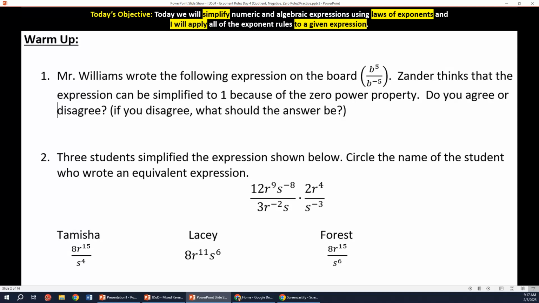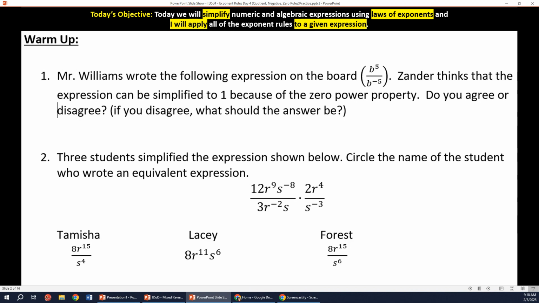Hi, in this lesson, let's go through this warm-up that's at the top of your notes for today. Mr. Williams wrote the following expression on the board, b to the fifth over b to the negative 5. Xander thinks that the expression can be simplified to 1 because of the zero power property. Do you agree or disagree? If you disagree, what should the answer be?